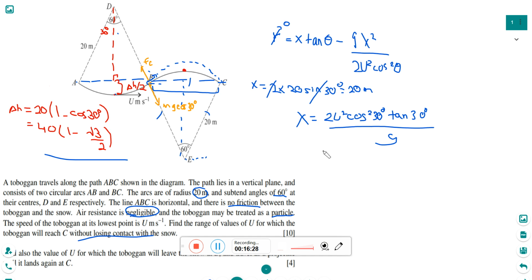Okay, plus that x, which is 20, so you can say that you can find out easily u. U in this case will become approximately equal to 15.2 meters per second, which is very close to the maximum value of u calculated in the first section.